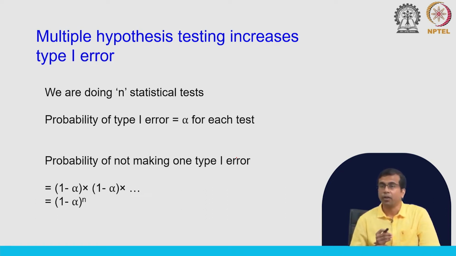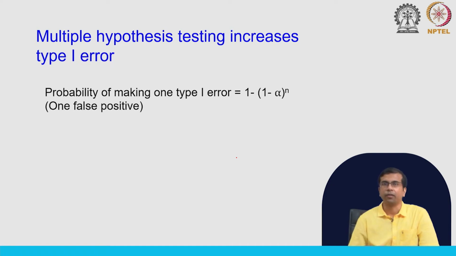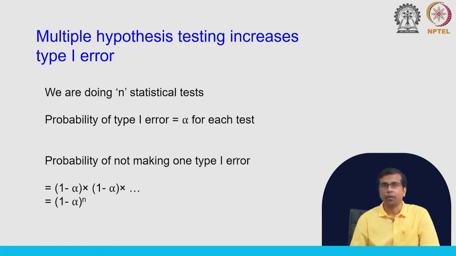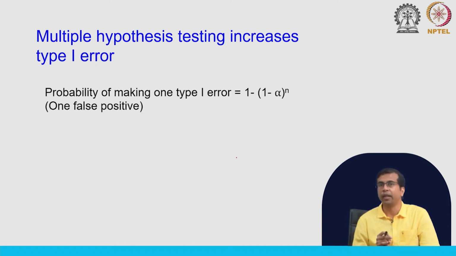the probability of not making one type 1 error we can multiply: 1 minus alpha into 1 minus alpha, etc. So, this will be 1 minus alpha to the power n. Now, what does it mean? That is the probability of not making one type 1 error. So, if you want to calculate the probability of making one type 1 error, this will be given by 1 minus (1 minus alpha) to the power n. So, we will get the probability of getting one false positive.